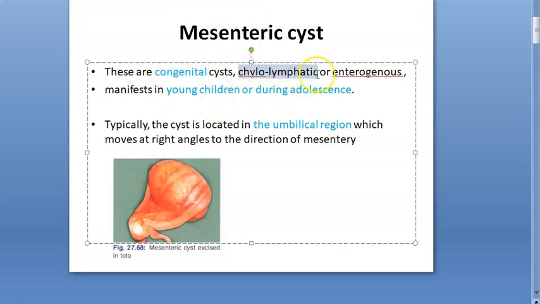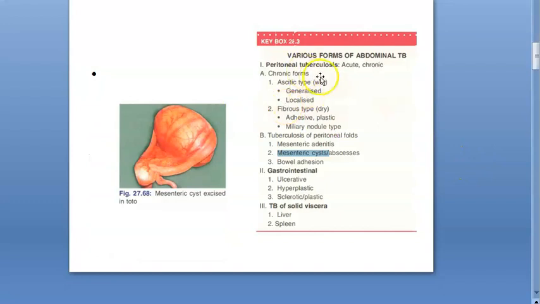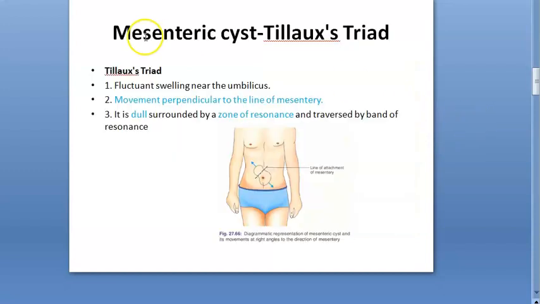The two main types are chylolymphatic and enterogenous. The cyst will be located in the umbilical region, and it will move at right angles to the direction of the mesentery. This is very important. They mention it everywhere. Now, in various forms of abdominal TB, you can see tuberculosis of peritoneal folds. There also you can see mesenteric cyst.